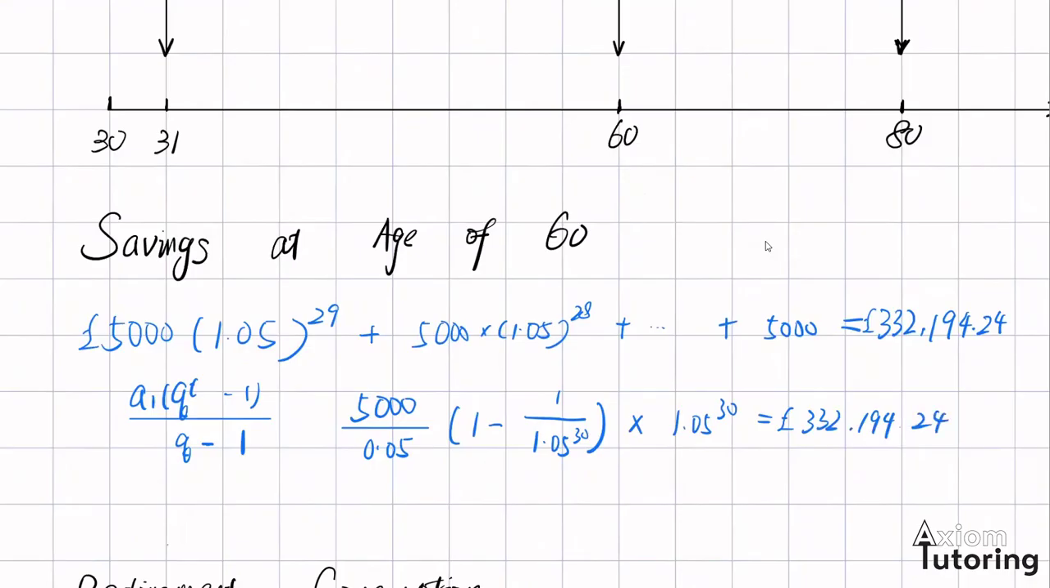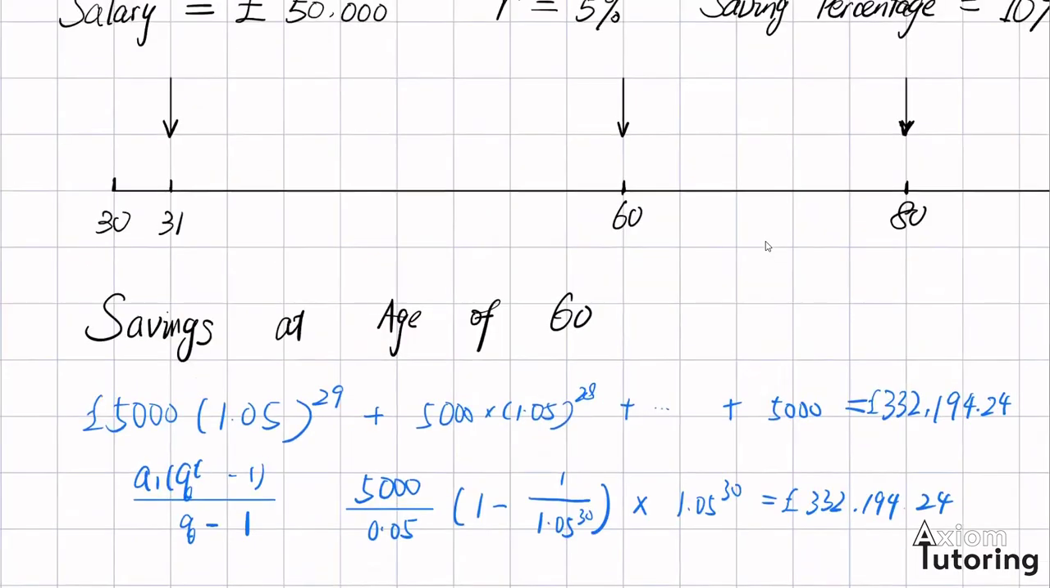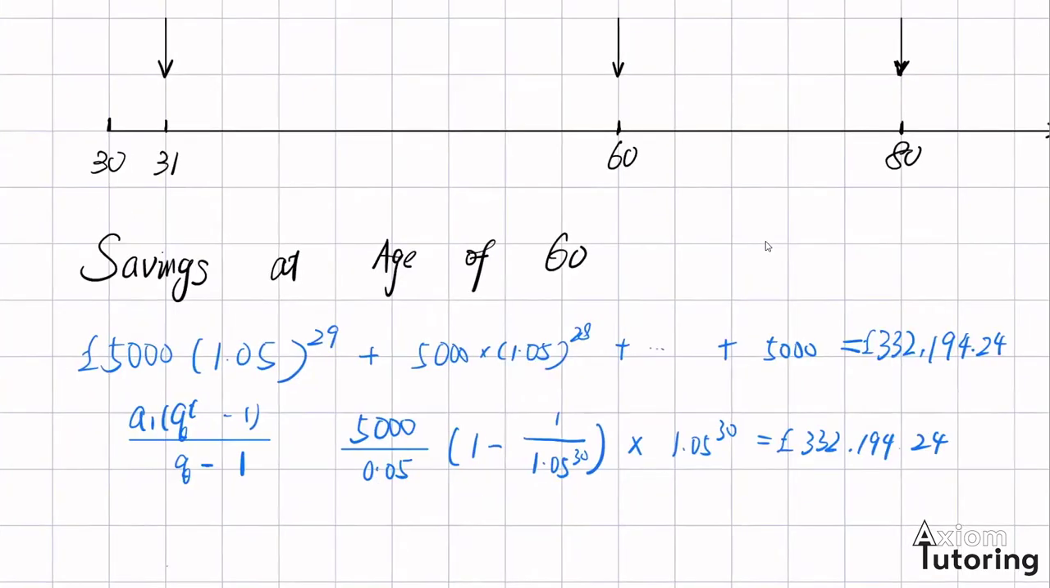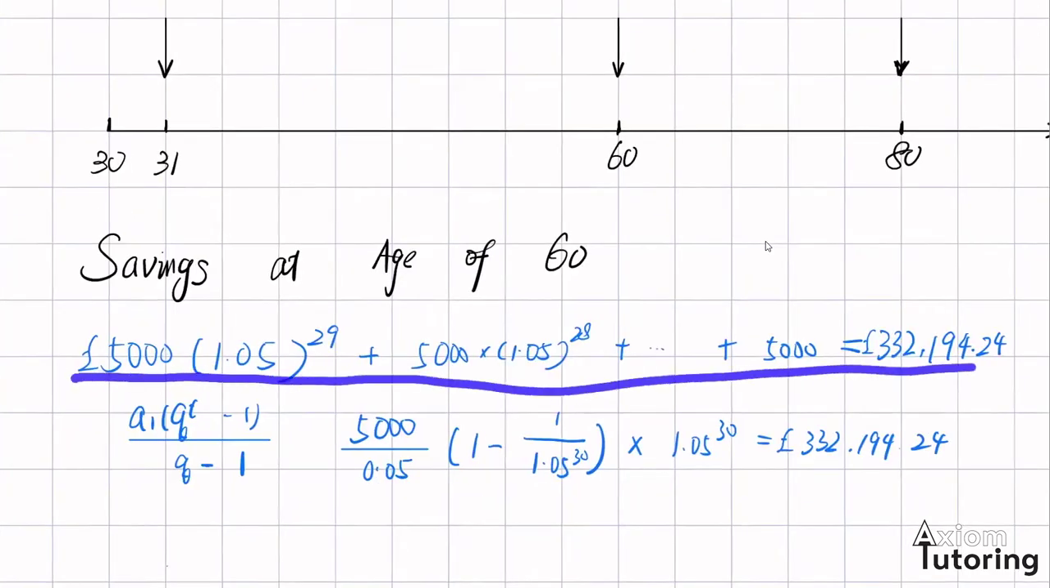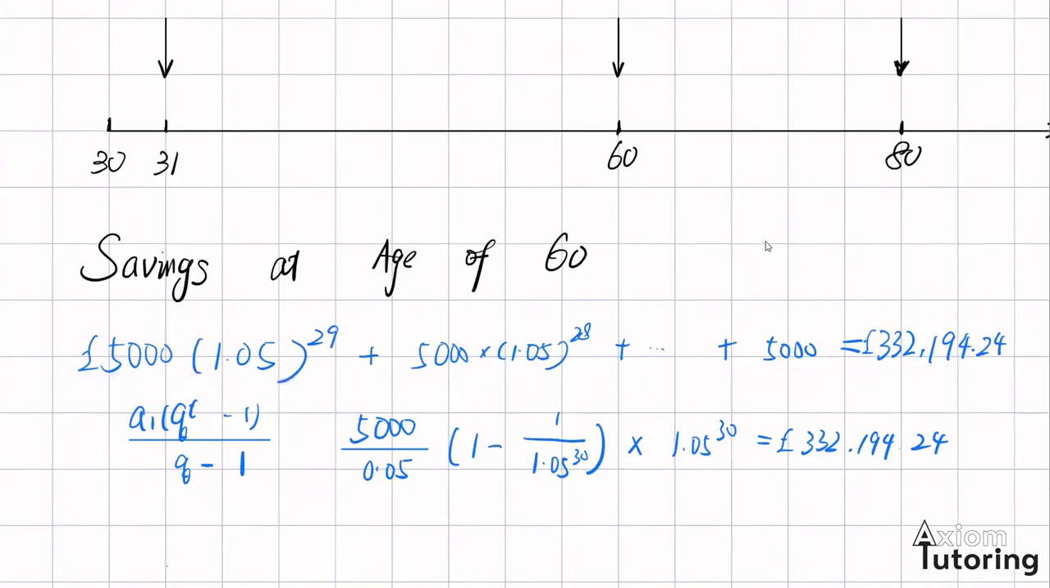£332,194.25. So by saying if I just discount all my savings to the present, and then pack them up and compound them into the future, what's going to be the future value? It's going to be the same logic as if we just calculate the future value directly. So that solves the first problem.